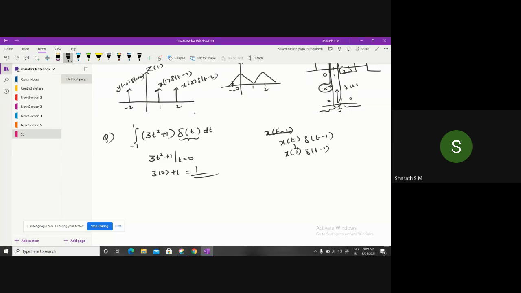So irrespective of limits, here we have limits from minus 1 to plus 1. That means we have some random signal from minus 1 to plus 1, like this. That is going to multiply with the impulse delta of t, so that is going to pick the amplitude level at t is equal to 0.